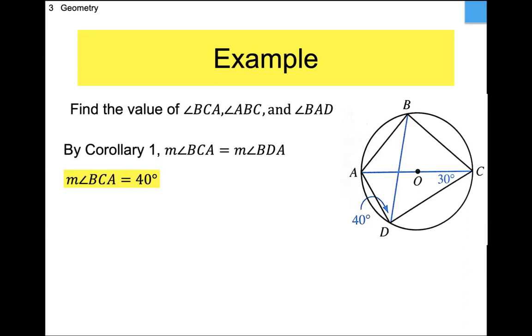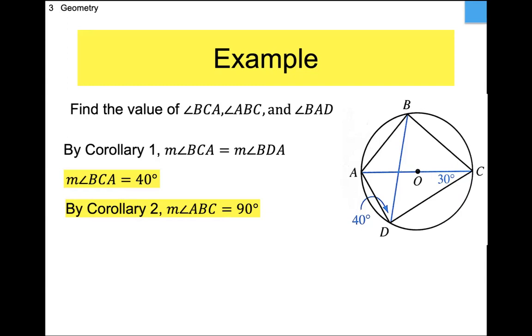Now we do ABC. Let's see, where is ABC? Oh, look, it makes a diameter. Look at inscribed angle ABC. It makes arc ADC, and that is a semicircle. And we know that anytime an inscribed angle makes a semicircle, then the answer is 90 degrees. The last one, BAD, is a little bit harder to see.